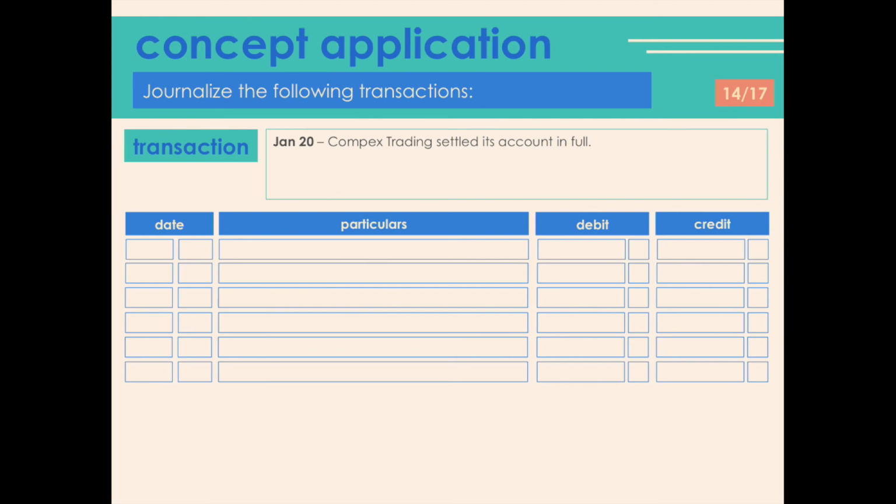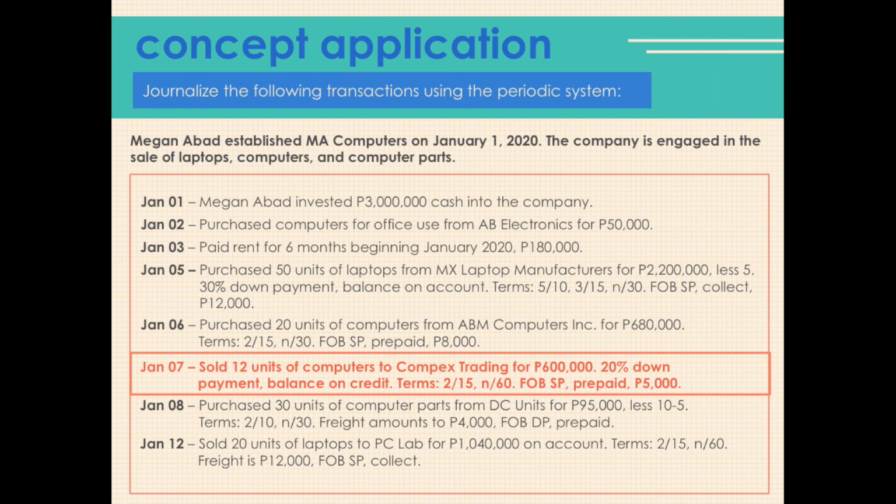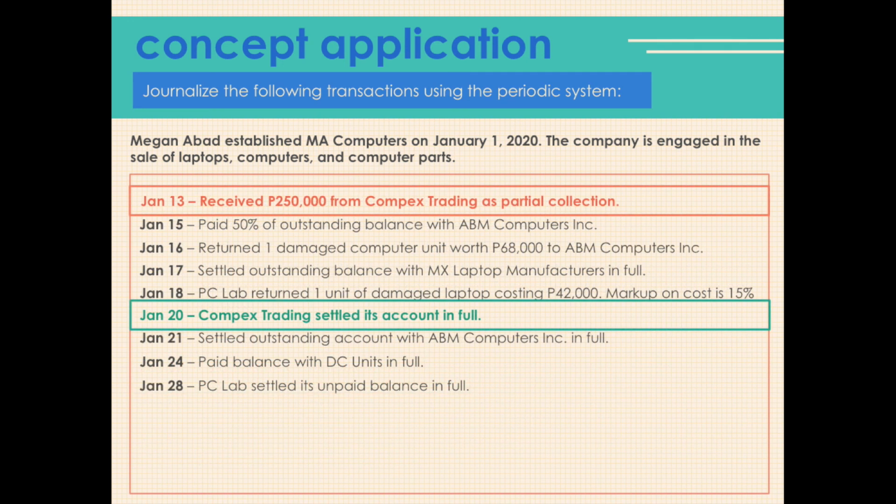January 20, Complex Trading settled its account in full. Complex Trading, a customer, will be settling its account in full. So the first thing we need to check is how much is the total amount of receivables that should be collected as of January 20. Looking through the transactions relating to Complex before January 20, we have the sales transaction on January 7 and the partial collection on January 13.